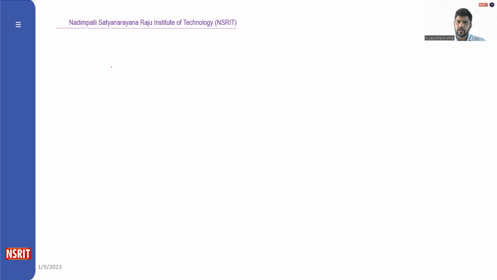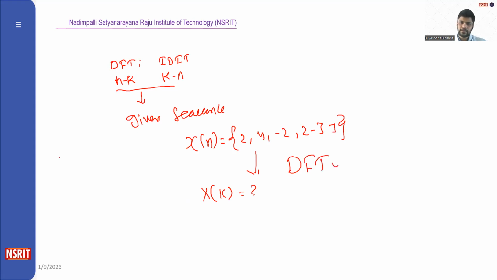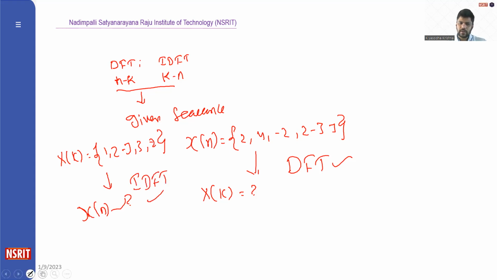So we have only two formulas. One is the DFT, which goes from time to frequency, and the other is the IDFT, which goes from frequency to time, that is, k to n. Given a sequence x of n, for example 2, 1, 4, minus 2, 2, minus 3, 0, you have to calculate x of k using the DFT. Similarly, if I give you x of k, for example 1, 2, minus j, 3, and minus 2, you have to calculate x of n using the IDFT. That's it.